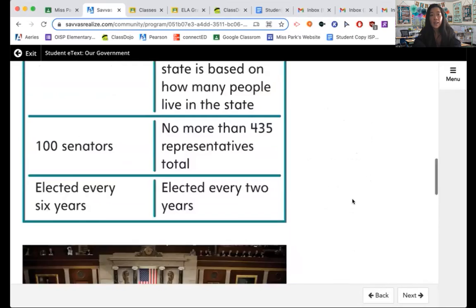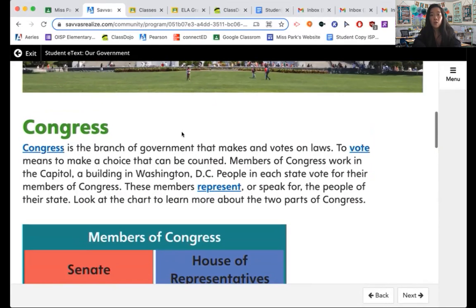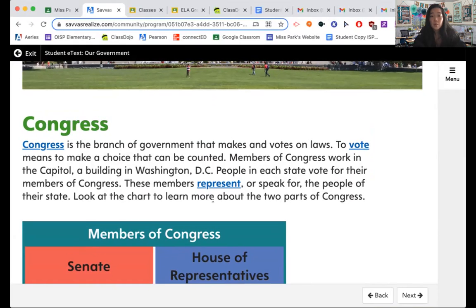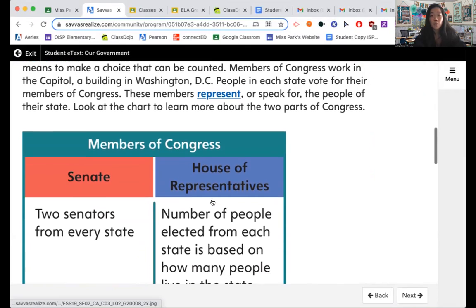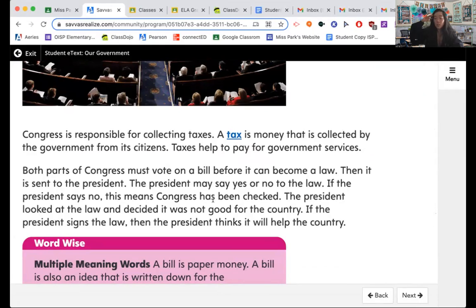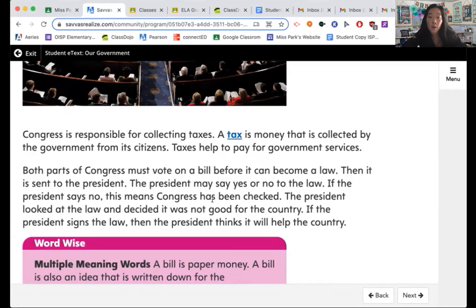So let's go ahead and reread. Congress is the branch of government that makes and votes on laws. Okay, that tells us that they make the laws, but we want to know how. To vote means to make a choice that can be counted. Members of Congress work in the Capitol. People in each state vote for the members. These members represent or speak for the people of their state. Okay, so that's all about what Congress is. We need to know, how do they make a law?